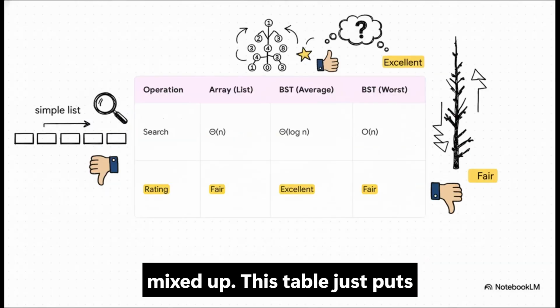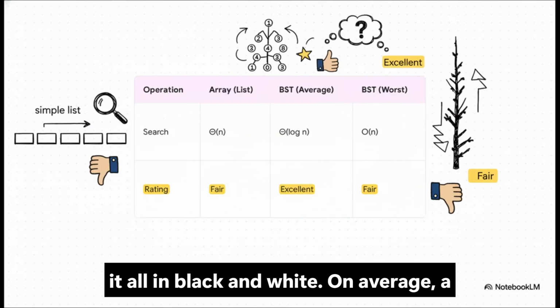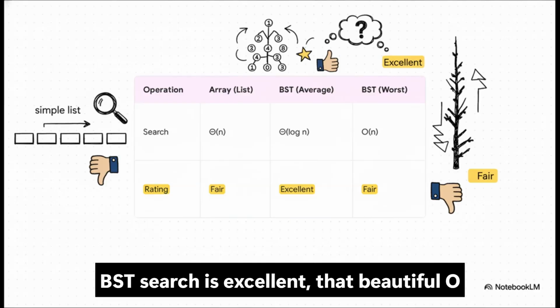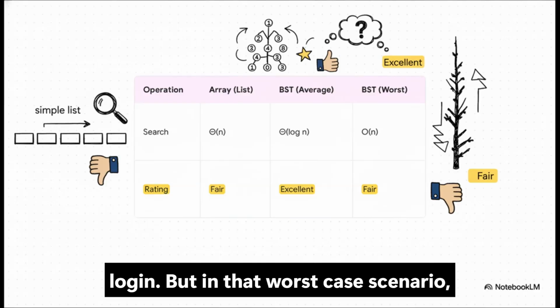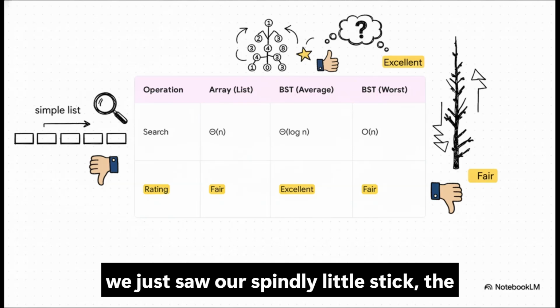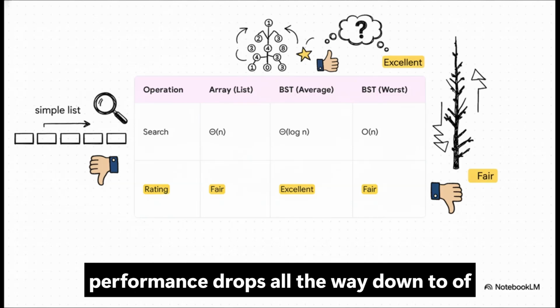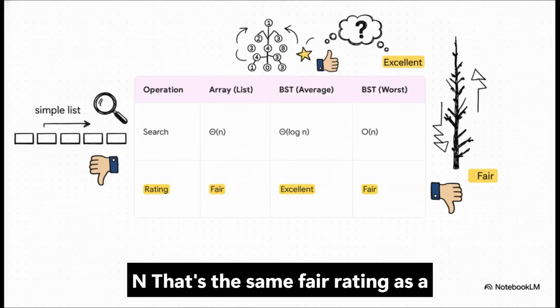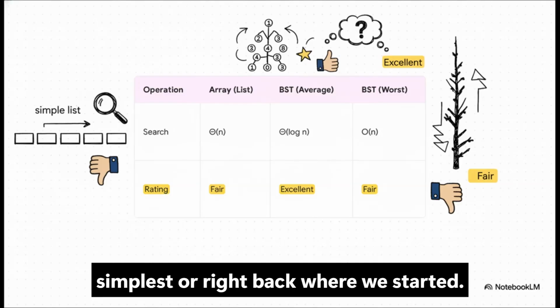This table just puts it all in black and white. On average, a BST search is excellent, that beautiful O log n. But in that worst-case scenario we just saw, our spindly little stick, the performance drops all the way down to O of n. That's the same fair rating as a simple list. We're right back where we started.